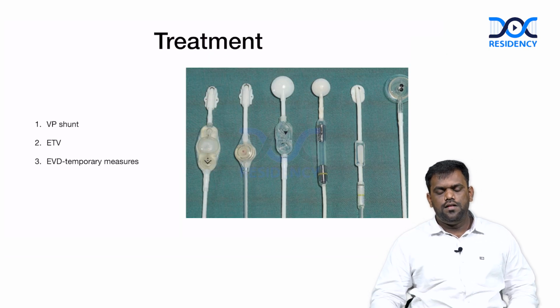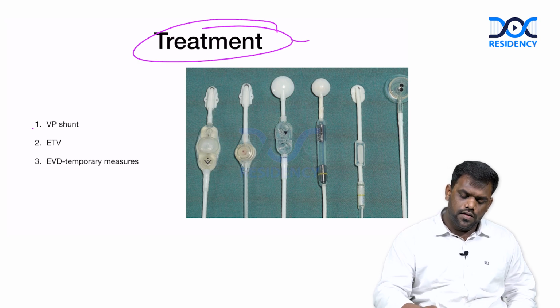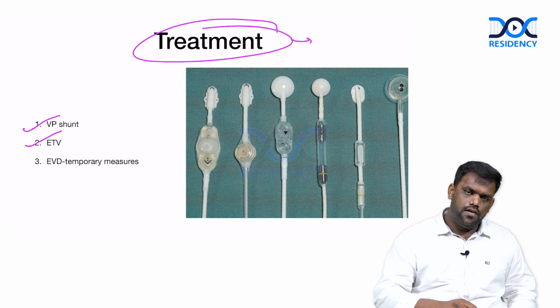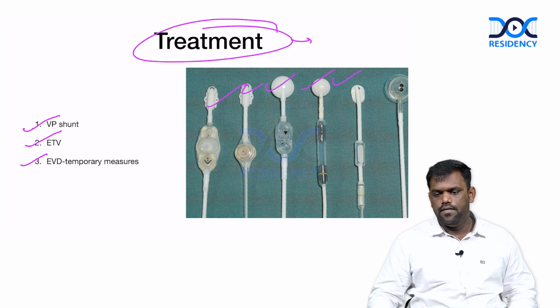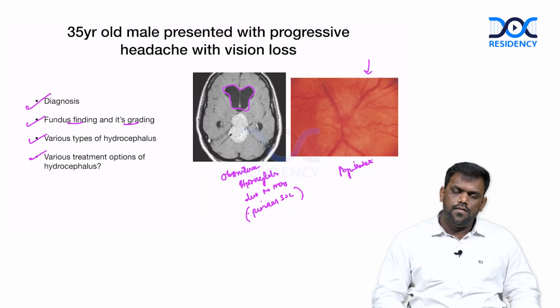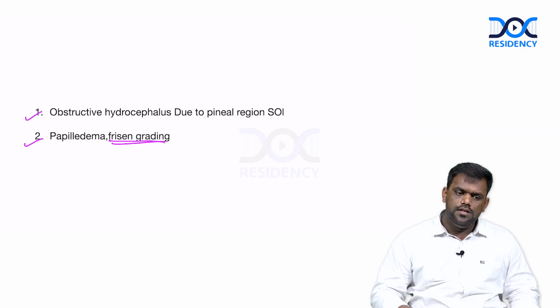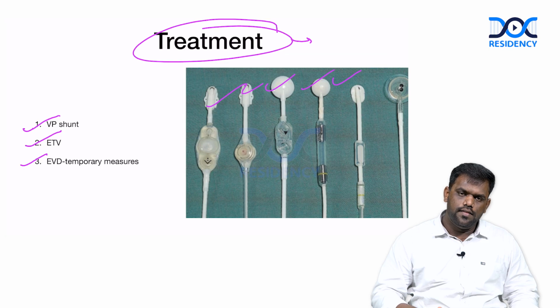The various treatment options for hydrocephalus are VP shunt and endoscopic third ventriculostomy. As a temporary measure we can go for an external ventricular drain. These are the various types of VP shunts used. So this is a typical case of obstructive hydrocephalus due to the pineal region SOL, with the patient showing papilledema. These are the Friesen grading for the papilledema, the various types of hydrocephalus, and the treatment options.